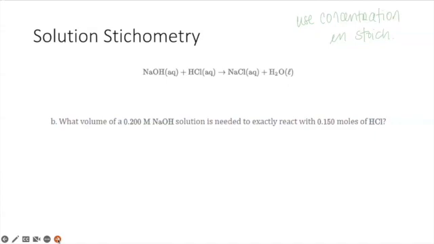So what volume of a 0.2 molar NaOH solution is needed to exactly react with 0.15 moles of HCl?